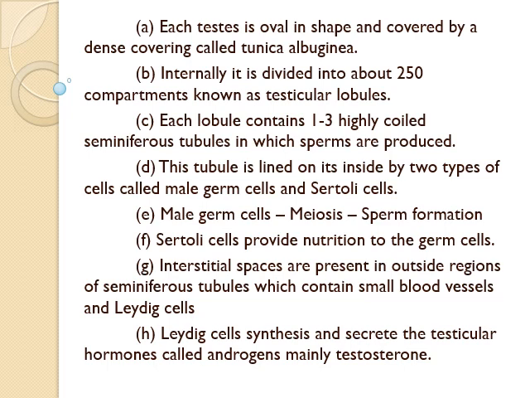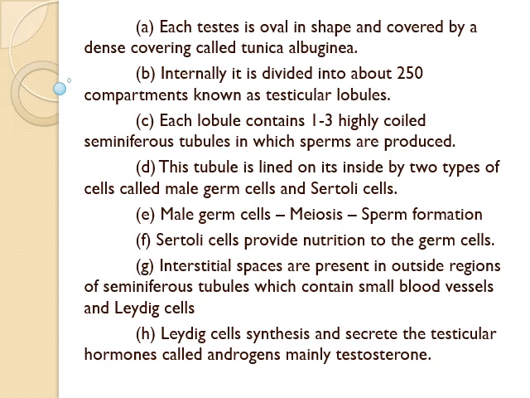This testis is internally divided into about 250 compartments, that are called testicular lobules. Each lobule contains 1 to 3 highly coiled structures called seminiferous tubules. Here only sperms are produced. Inside of this tubule has two types of cells. They are germ cells or reproductive cells and Sertoli cells. The male germ cells undergo meiosis to form sperms. The function of Sertoli cells is to provide nutrition to the germ cells.